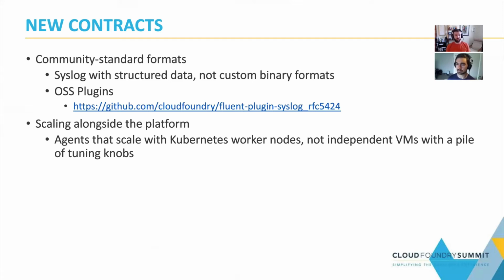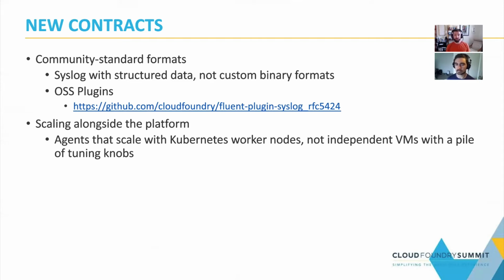And as a fun aside, we've actually created a FluentD plugin that facilitates the egress of syslog RFC 5424 from whatever is coming into Fluent. So this hopefully helps integrators have a set of building blocks that they can use.